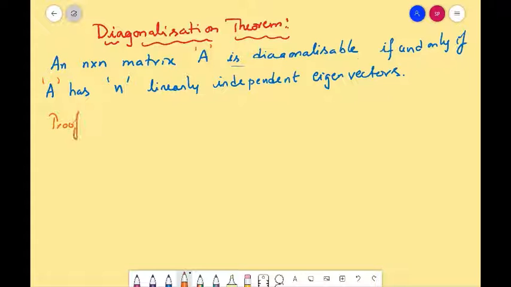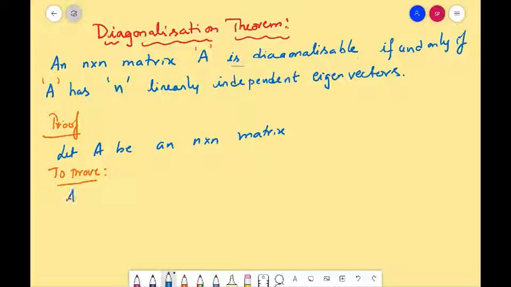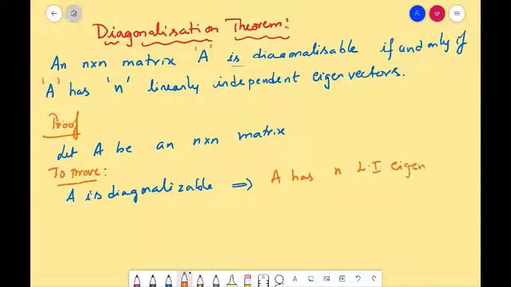Proof. So what is given to us here? Let A be an n by n matrix. Now what is there in this theorem? A is diagonalizable if and only if A has n linearly independent eigenvectors. That means what do we have to prove? Two parts are there in this theorem. The first one, we have to take A is diagonalizable implies A has n linearly independent eigenvectors.